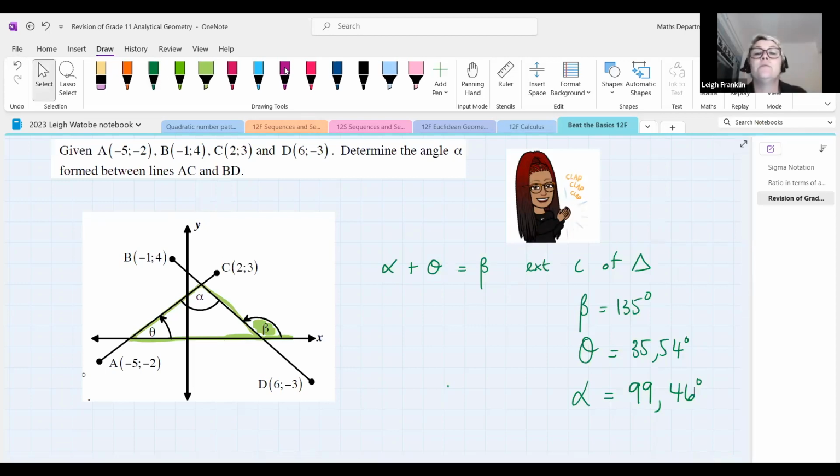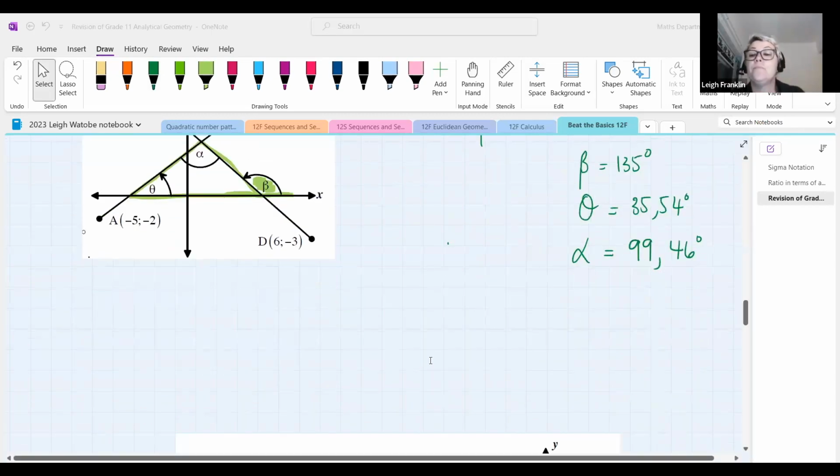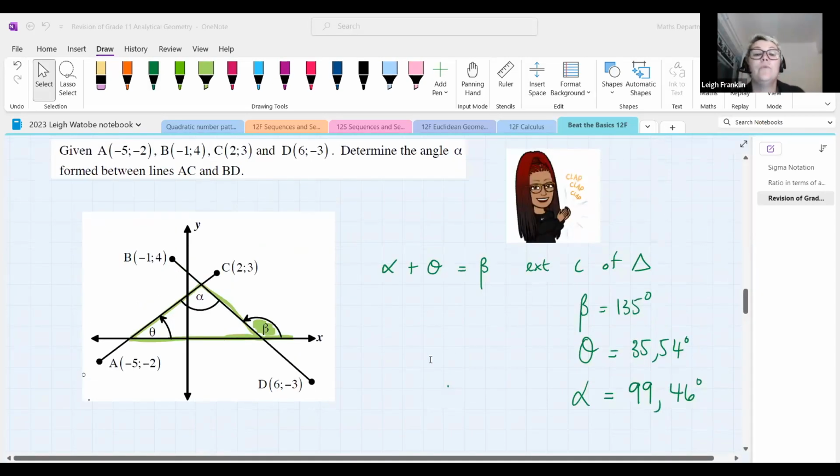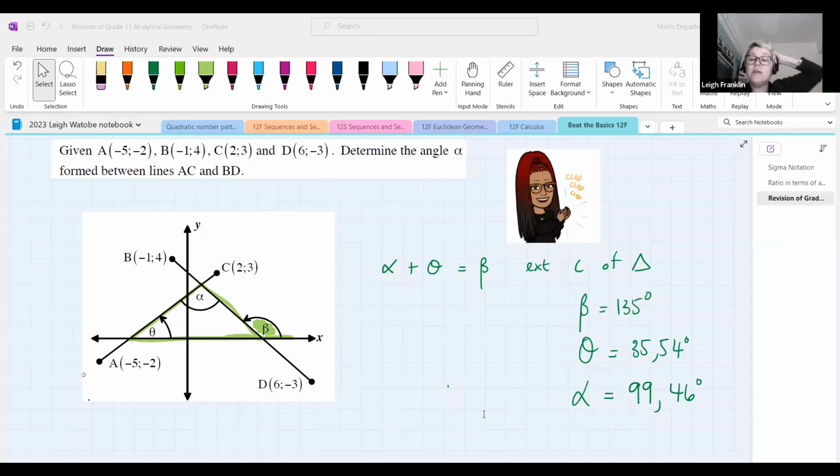That's it. Good. Okay, any questions about this? Everybody happy with beta, theta, and alpha in this case? Yes. Good. Okay. All right.